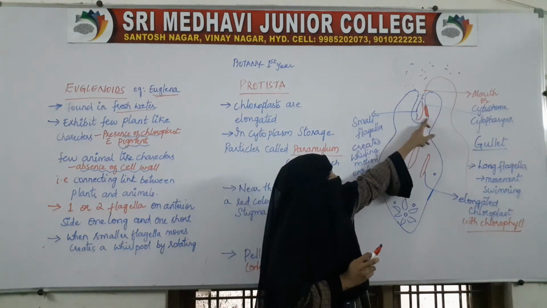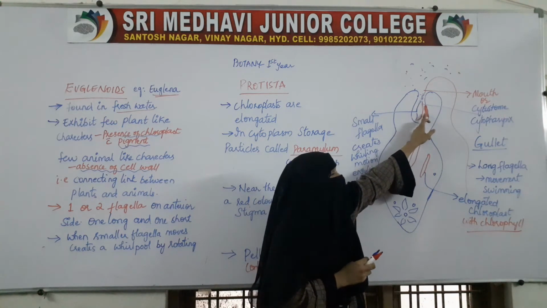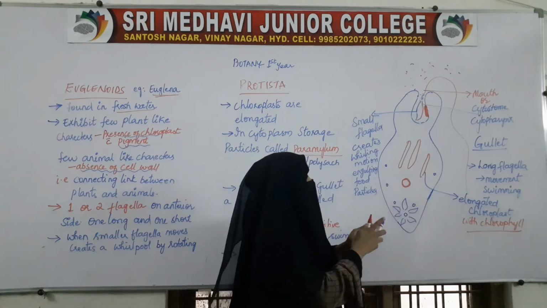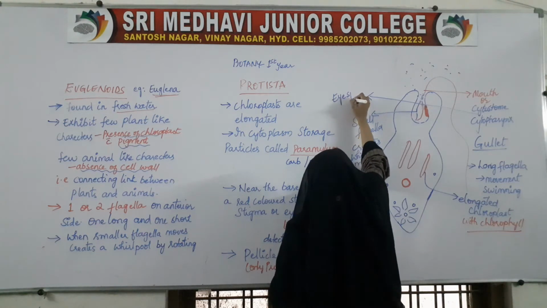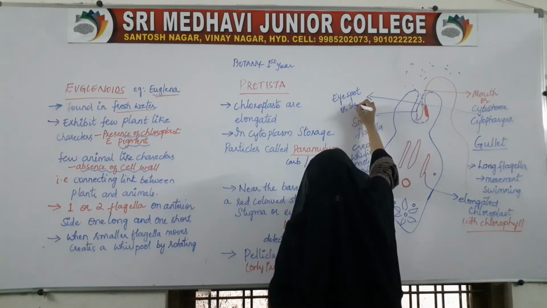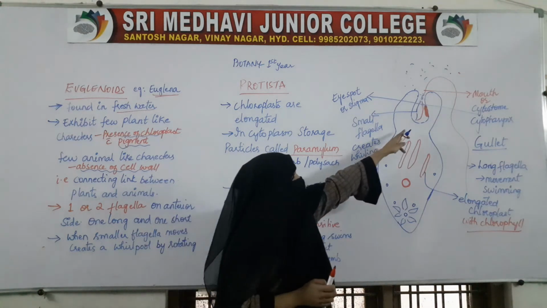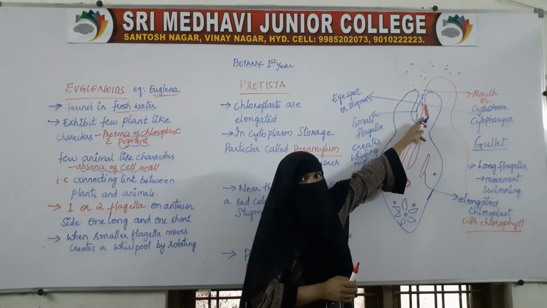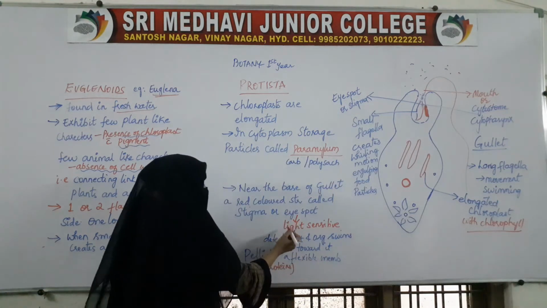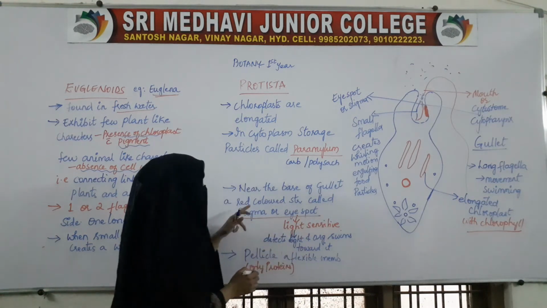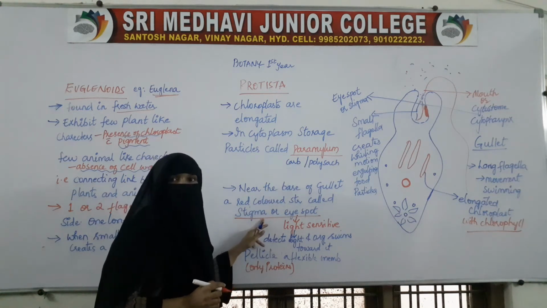Now near this reservoir we see a dark red spot. This dark red spot is called the eye spot, or stigma. Near the base of the gullet, a red colored structure called the eye spot or stigma will be present.